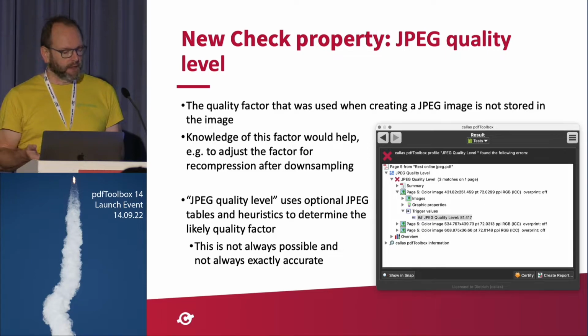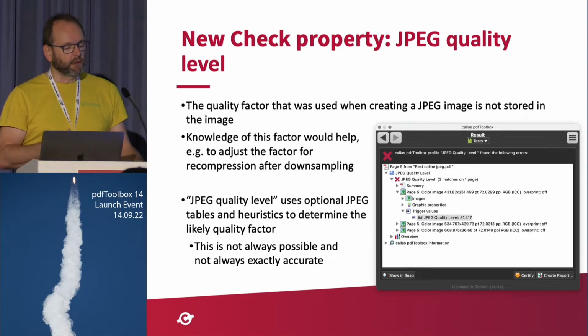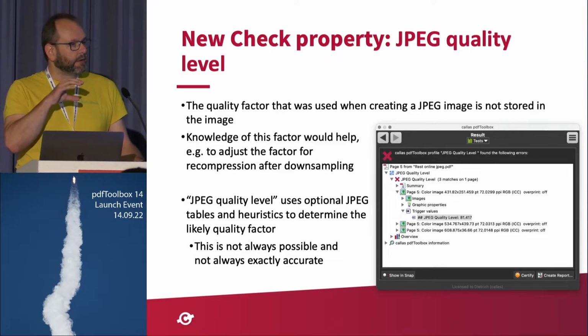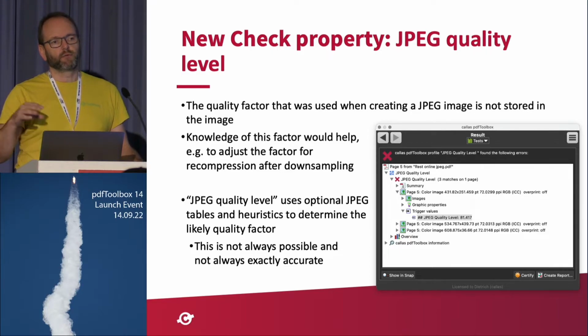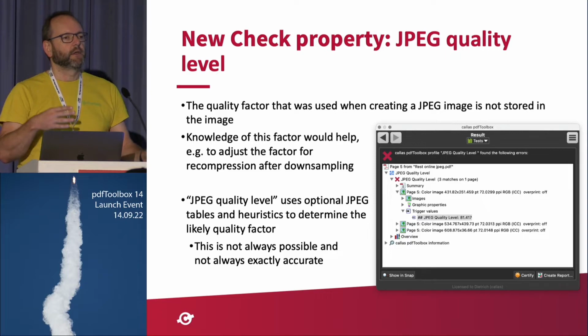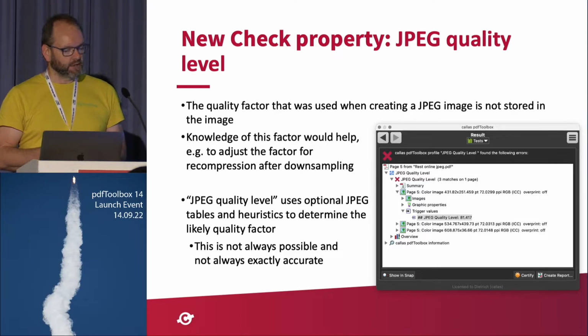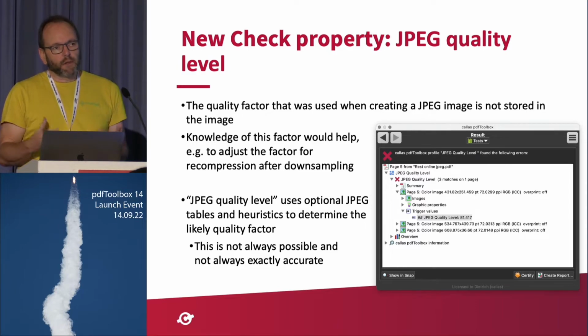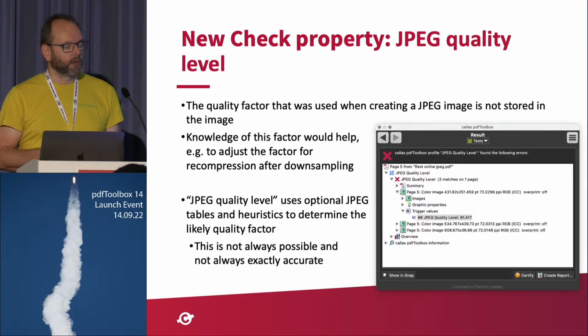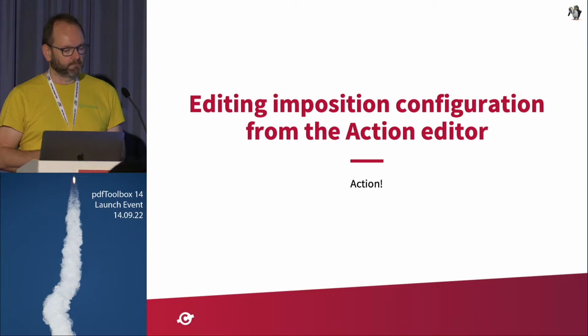And in pdfToolbox 14, there is a new property called JPEG quality level, and that looks at that JPEG image and tries to guess, which is an ugly word, but that's what it is in essence. It tries to derive, that sounds much more mathematical, what the quality factor of that JPEG image is, and that is what you get. It's not always possible. It is not guaranteed to be exact, because it is derived from the limited information that you have in that image. But in some cases, it can help you to then determine what you want to do with that image.